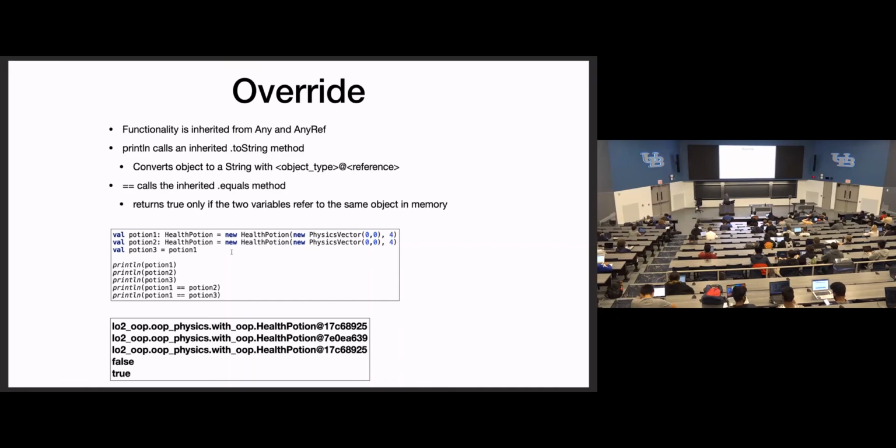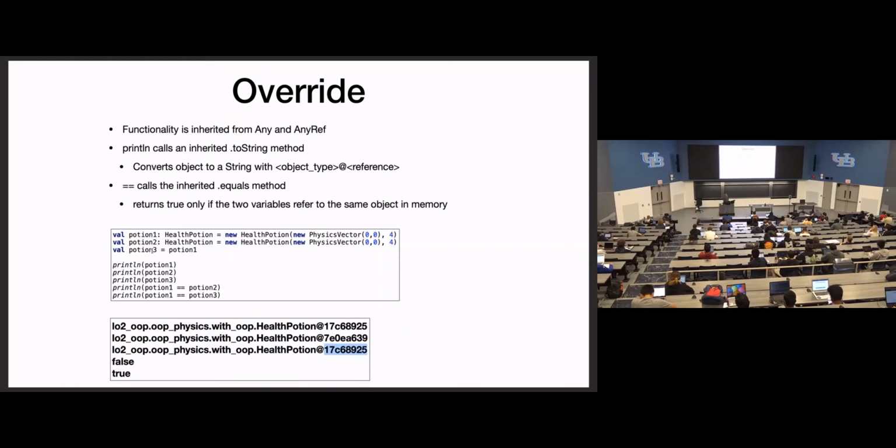So if we print out our health potions, we're going to get this kind of stuff that we see in the debugger. It's going to be a similar format to that, where you see type, at, and then some random stuff that we don't really care about. The one thing we care about with this is if they're the same.